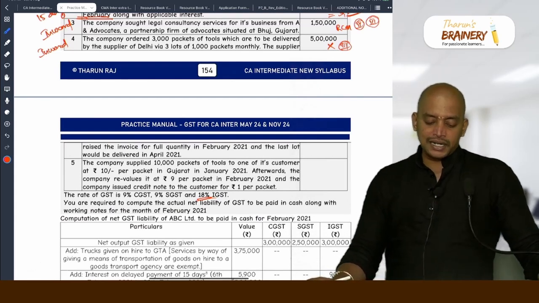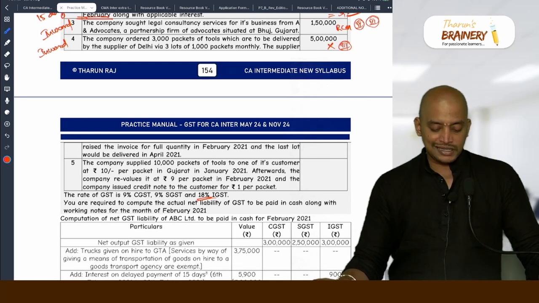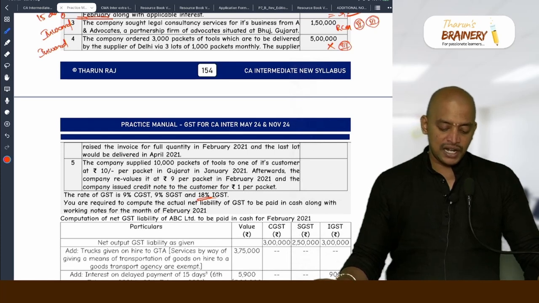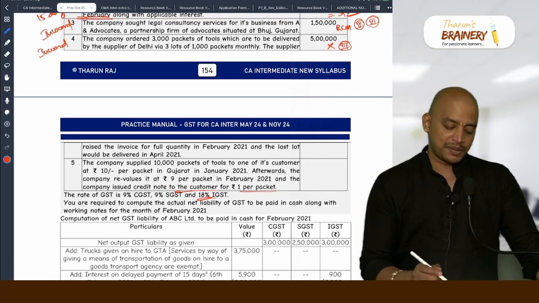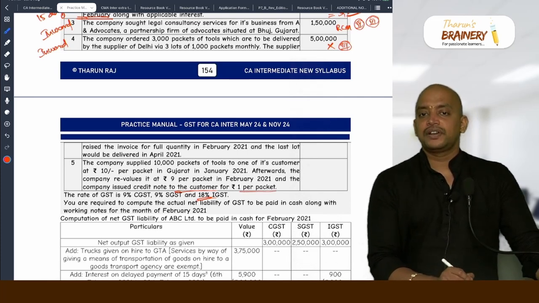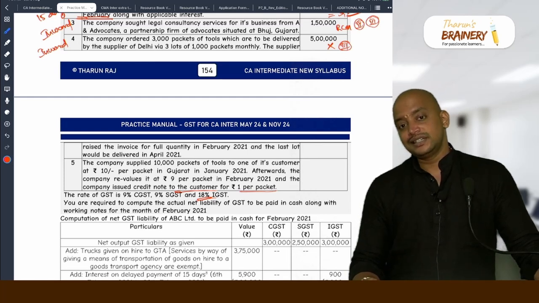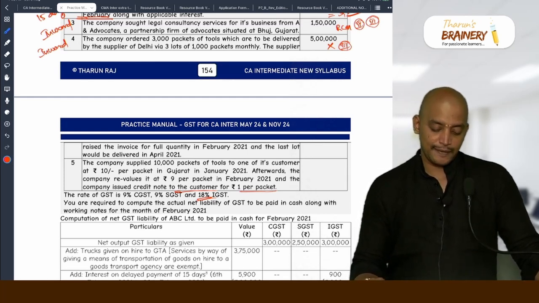The company supplied 10,000 packets of tools to one of its customers at rupees 10 per packet in Gujarat in January 2021. Afterwards, the company revalues it at 9 rupees per packet in February and the company issued a credit note to the customer for 1 rupee per packet. So, credit note. What will happen to the credit note? But check whether the credit note can be issued or not in this case.